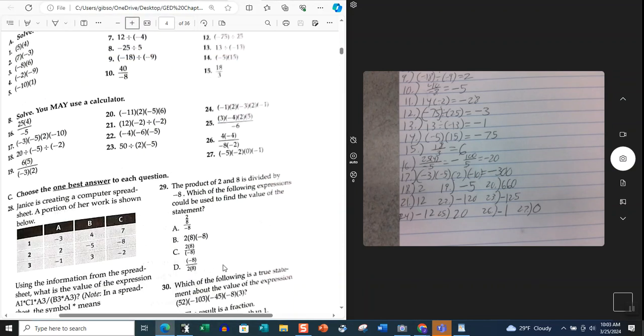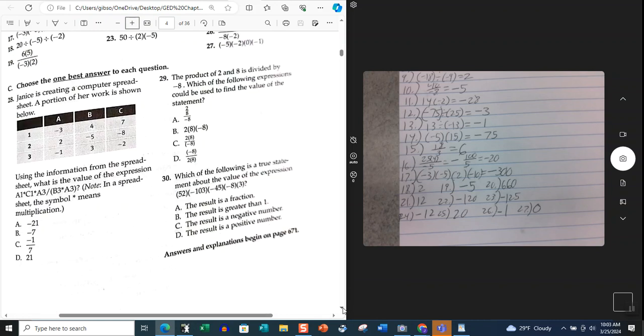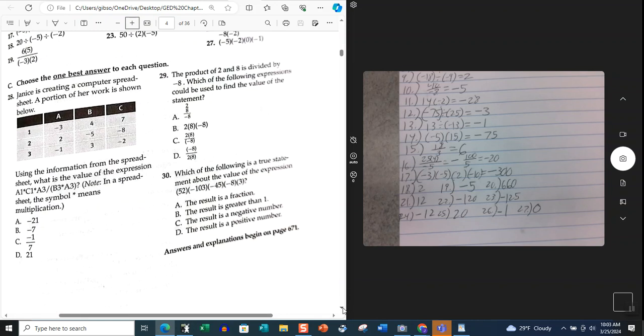Now we go here to problems 28 through 30. It says choose the one best answer to each question. Janice is creating a computer spreadsheet. A portion of her work is shown below. Using the information from the spreadsheet, what is the value of the expression A1 times C1 times A3 divided by B3 times A3? Note in the spreadsheet, the symbol star means multiplication. All right, so let's look at 28.